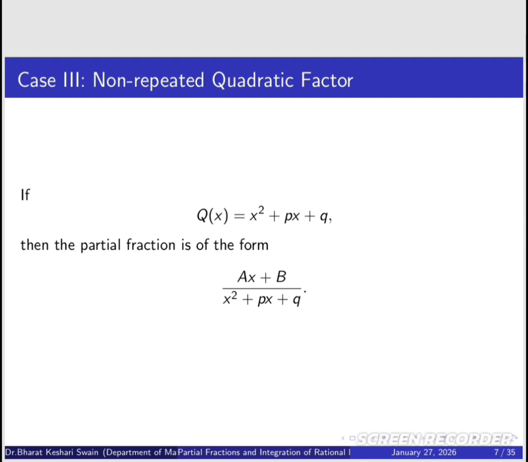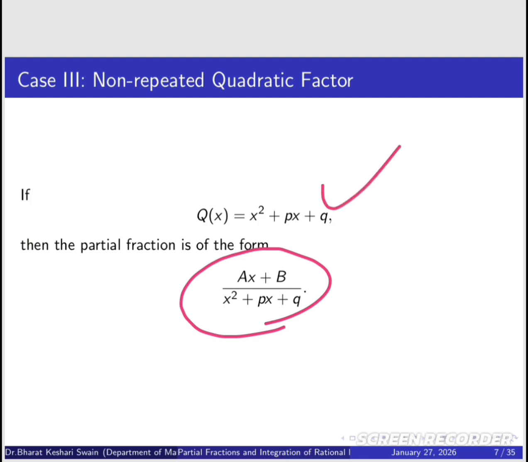So case 3, non-repeated quadratic factor. In the previous two cases the factors were linear, but in this case the factor is a quadratic factor. So if it is quadratic, then we have to write like this. The form is x square plus px plus q. If it is in quadratic form.